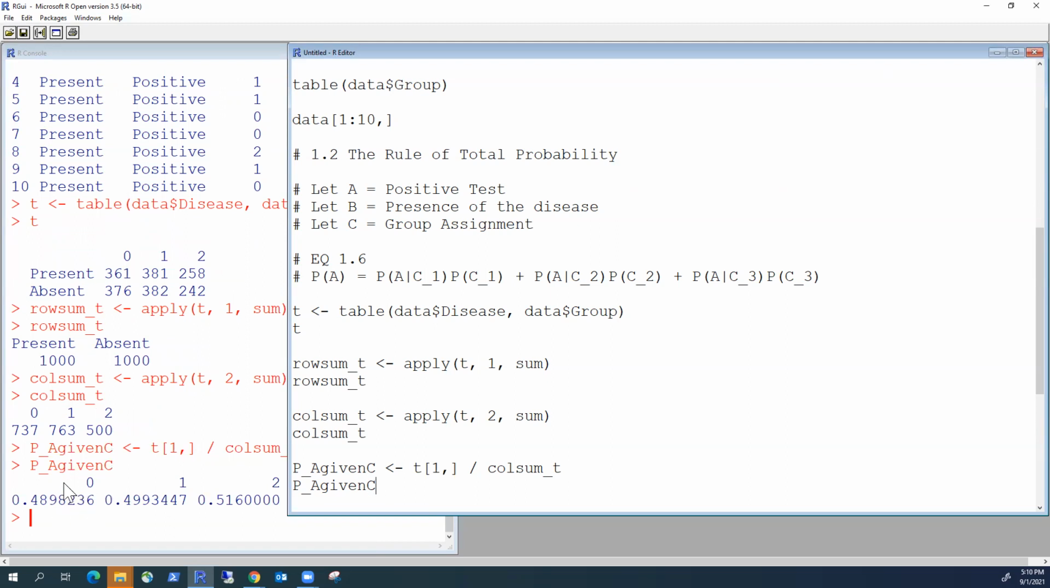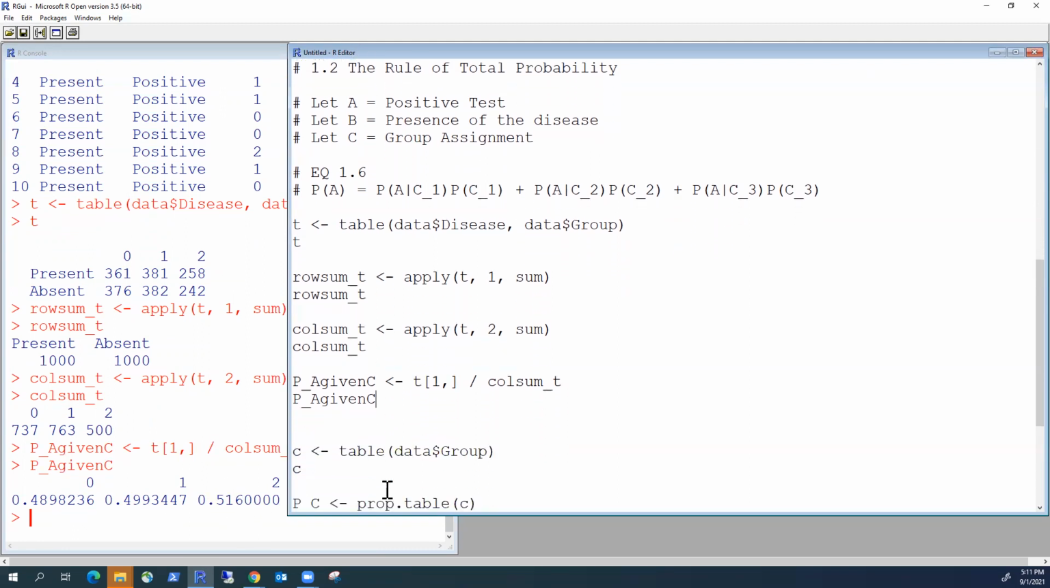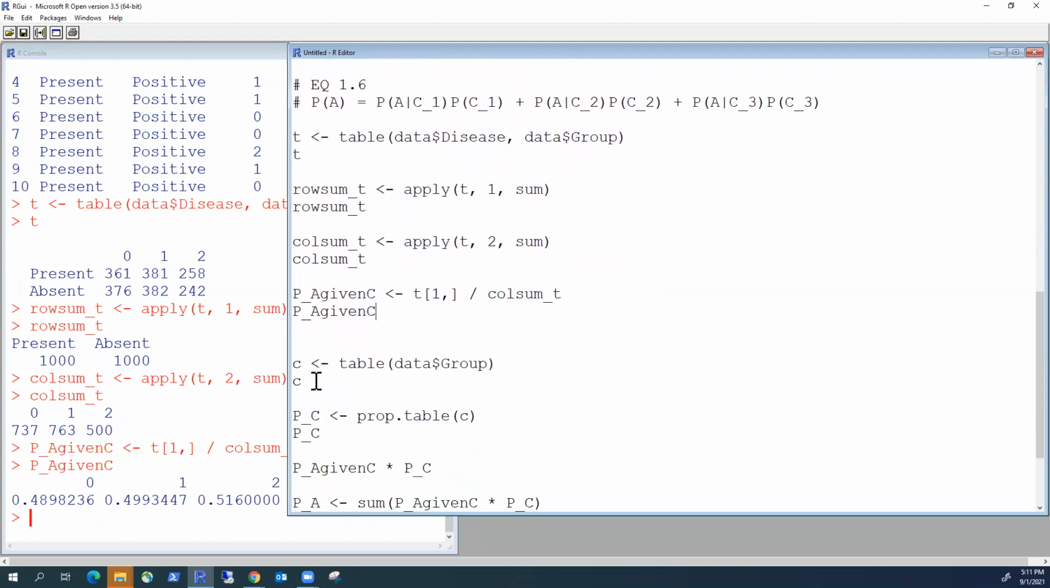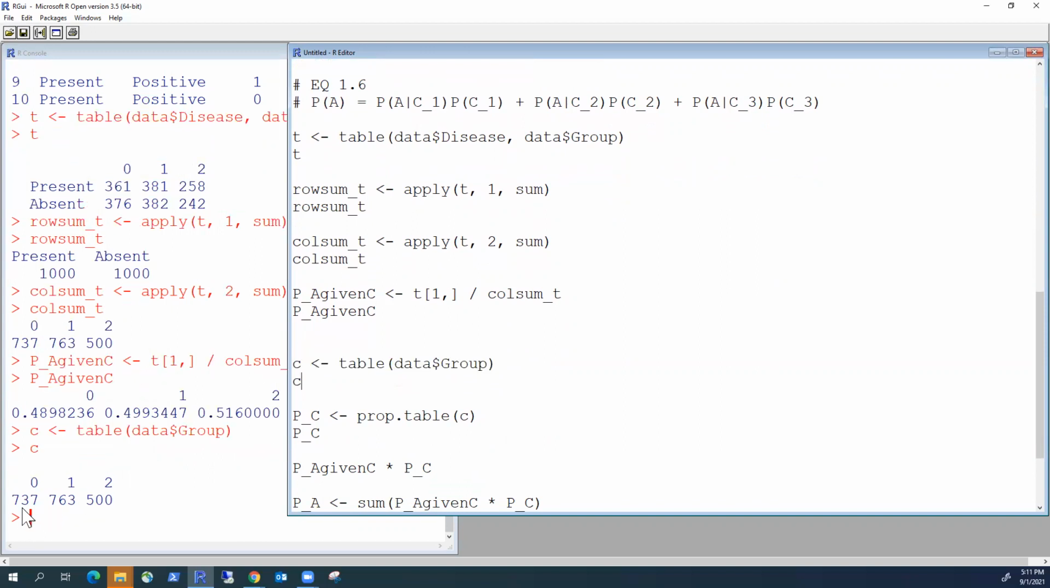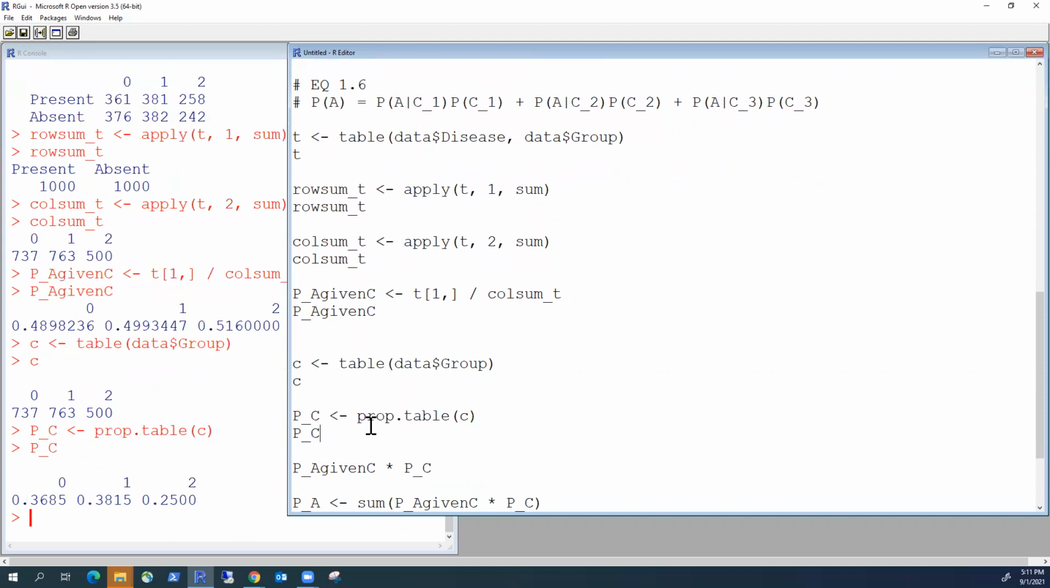So when we do that, we get each of those individual probabilities. So this is the probability of A given you're in group 0, the probability of A given you're in group 1, and the probability of A given you're in group 2. All right. So we can also just look at C, which we already know. We found it before in a different way, but we could also find it this way. And if we want the probability of C, we could just find the proportion table of C. So now we have the individual probabilities of C.